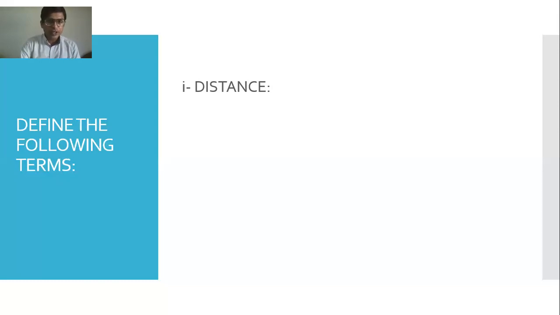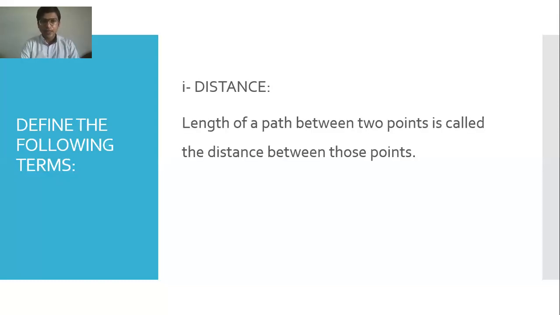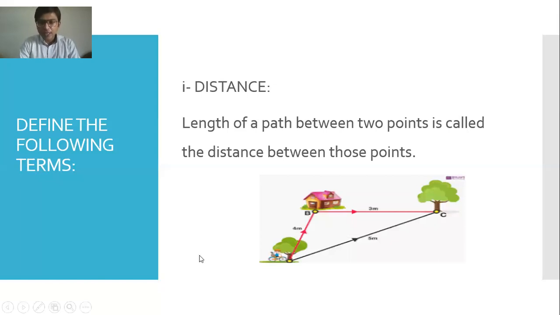Now look at the actual definition of distance. The length of a path between two points is called the distance between those points. Here you can see that whenever we are talking about distance, there should be two points. One is its starting point and the other is its end point. Let's look at this picture. For example, I am here, riding a bicycle. First, I move from point A to point B, which is my house, and then from this house I move to the tree.